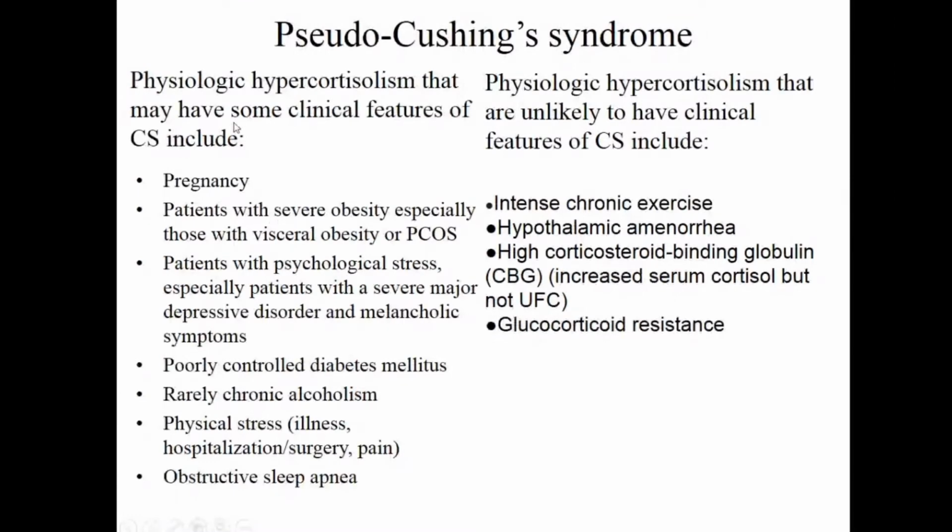So weight gain as such, whether with or without increased cortisol, in pregnancy you will have weight gain. Patients with severe obesity, especially those with visceral obesity or polycystic ovarian disease, will have pseudo-Cushing's, physiological hypercortisolism. Patients with psychological stress, especially patients with severe major depressive disorders or melancholic symptoms, poorly controlled diabetes mellitus, chronic alcoholism, physical stress, illness, hospitalization, surgery, or pain. For any of these reasons, you will have increased cortisol secretion.